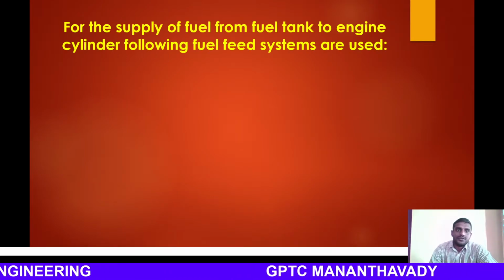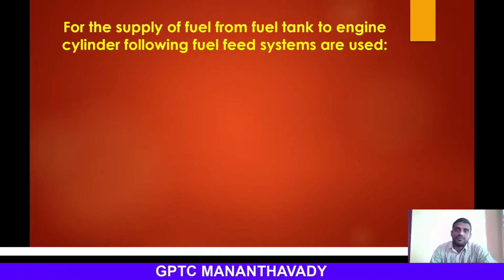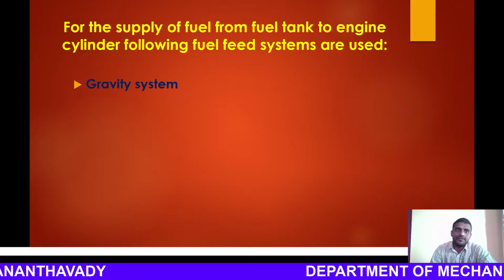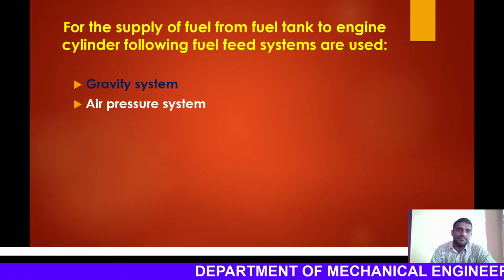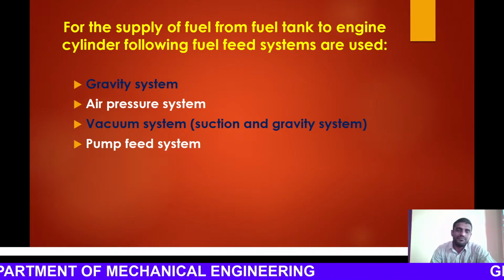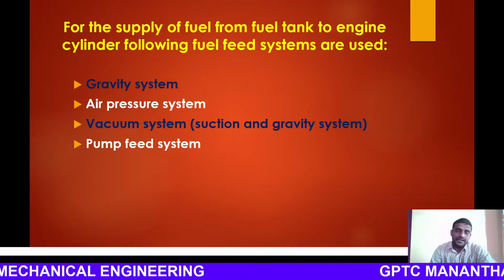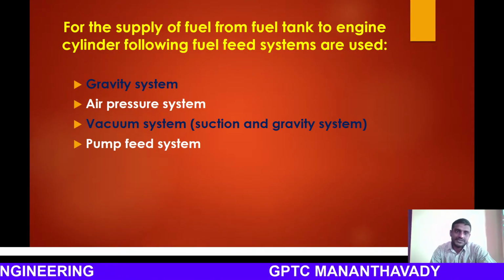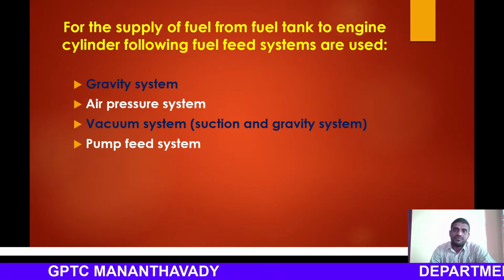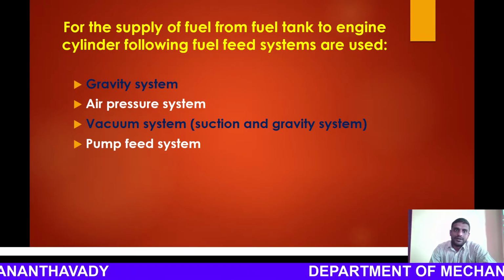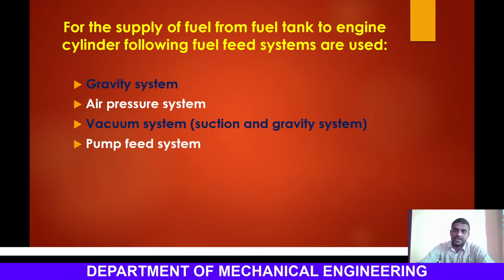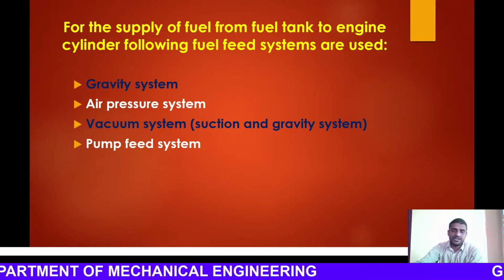For the supply of fuel from the fuel tank to the engine, the following fuel feed systems are used. They are the gravity system, air pressure system, vacuum system, and pump feed system. These are the fuel feed systems used to supply the fuel from the fuel tank to the engine cylinder. Let's look at each of them in detail.